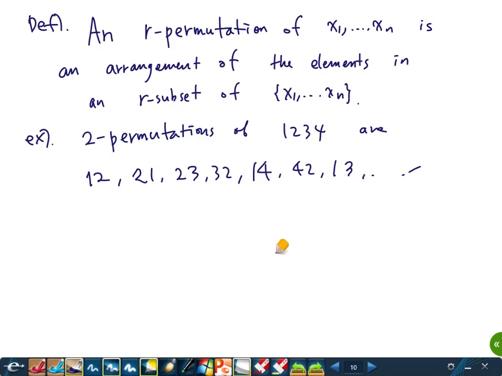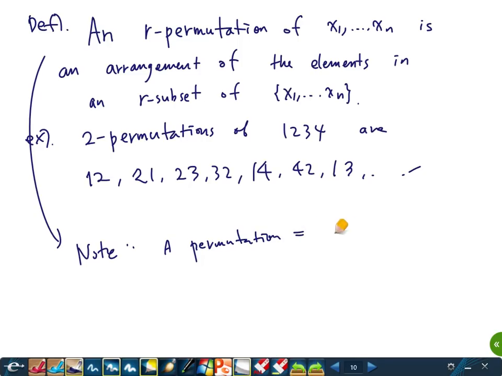Now, by the way, just the permutation is an R permutation with R equal to n. So here, note a permutation is equal to an n permutation, right? If there are n elements, an n permutation is the same as just the permutation, because you select all of them, just list them all, arrange them all. So it's a permutation. All right.